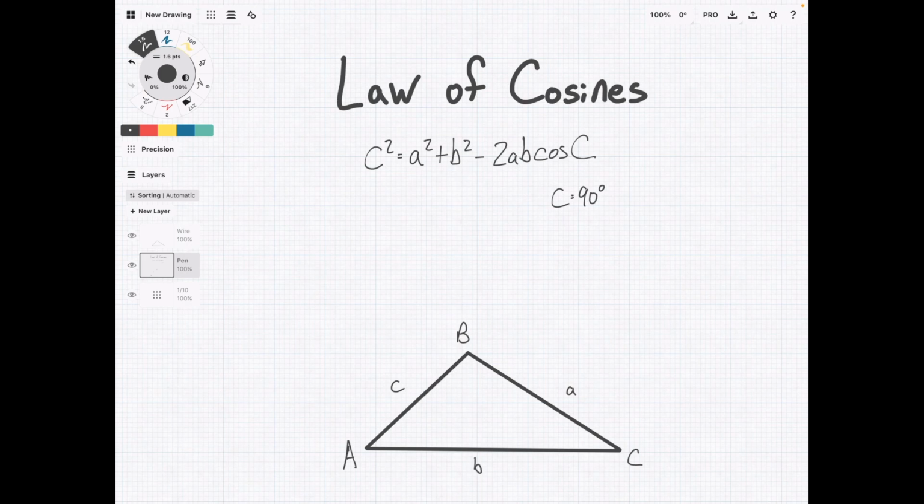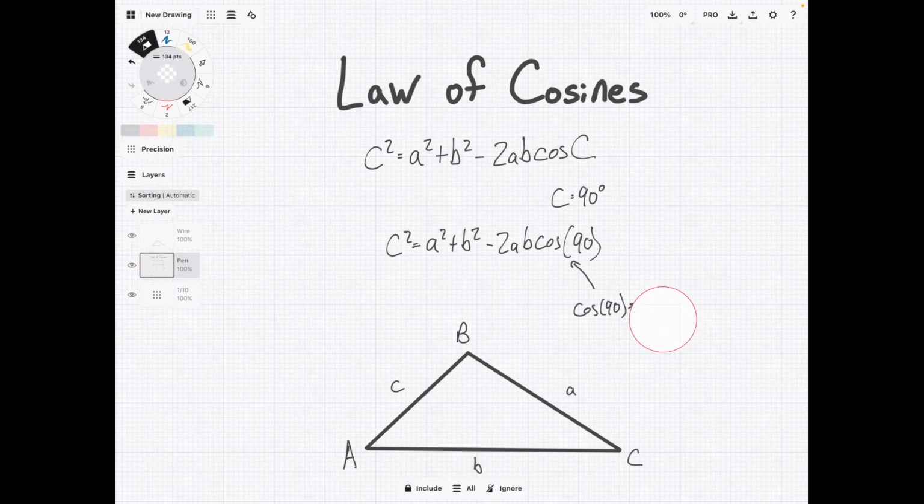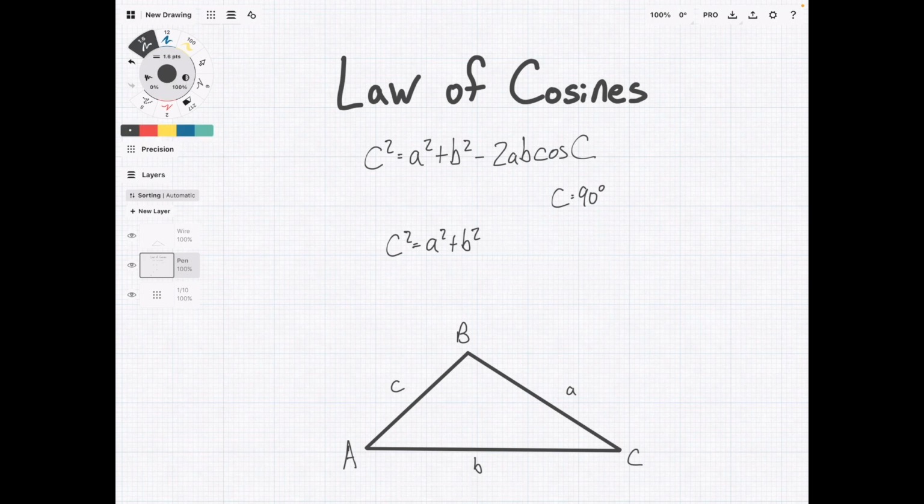So if we write this all out again, c squared equals a squared plus b squared minus 2ab cosine 90, we'll notice that this whole term is going to drop off because cosine 90 is equal to 0. So we can just erase all of this. And then what we're left with, if we clean this up a tiny bit, is a squared plus b squared equals c squared. So there's your Pythagorean theorem.